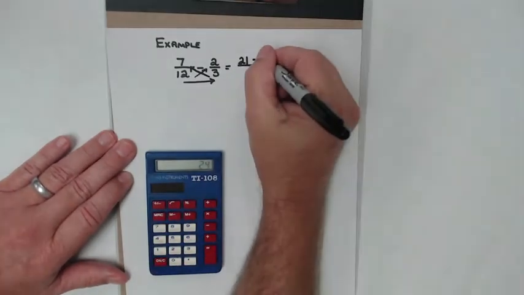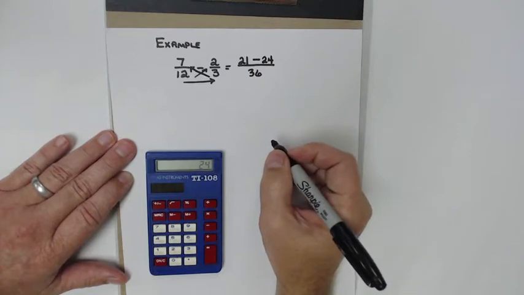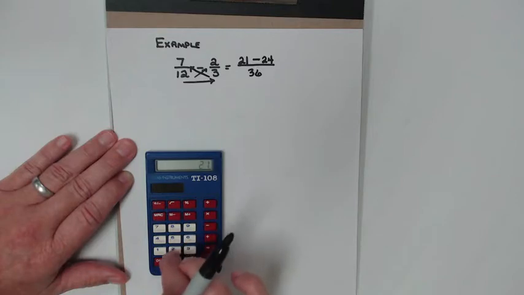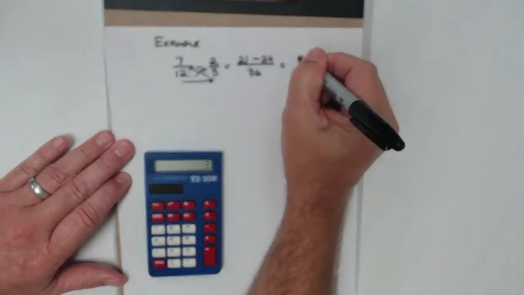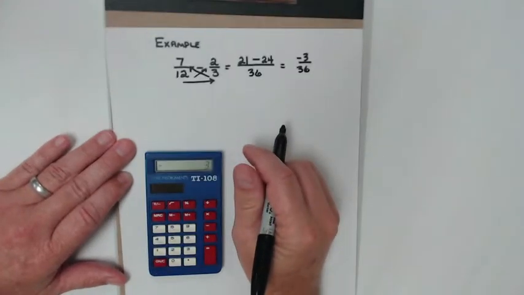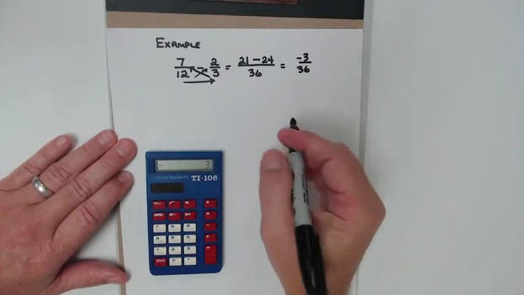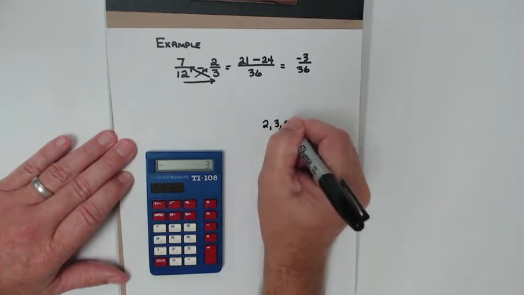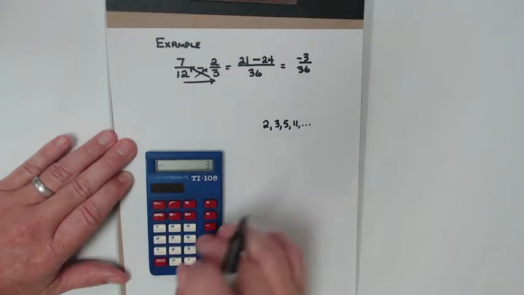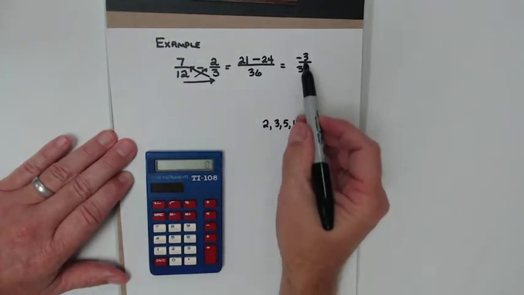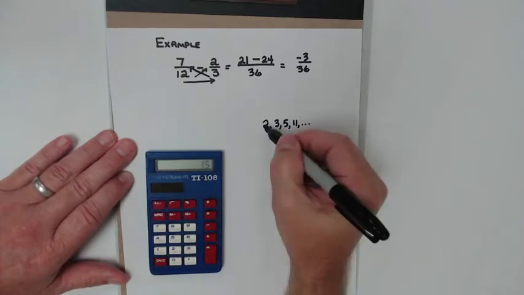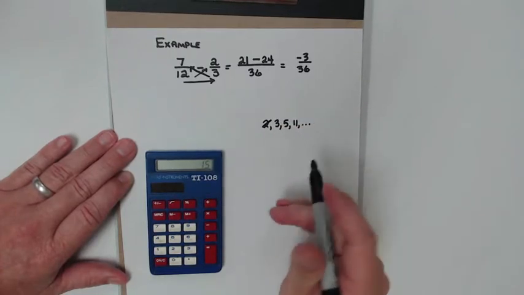Then they would simply type this in their calculator. They go 21 minus 24 is equal to negative 3 with 36 as its denominator. Always simplify these. We're going to use our list of prime numbers to help us simplify this. Start off with 2. Well, does 2 go into 3? 3 divided by 2 is a decimal, so 2 is not working. I go to the next one, which is 3. 3 divided by 3 is 1.